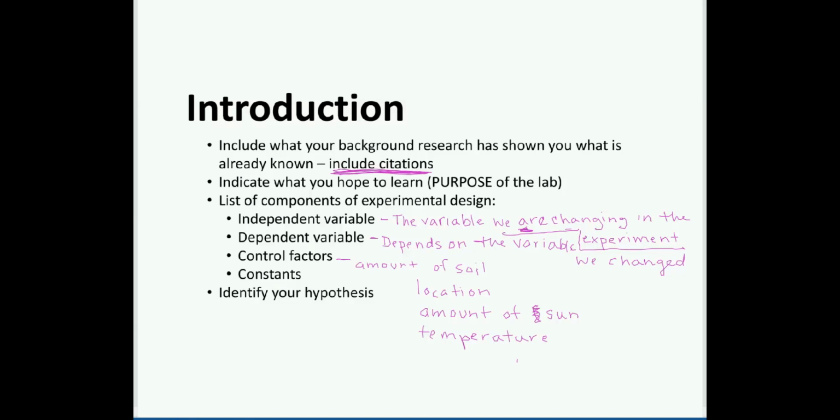Then you want to identify your hypothesis. Now, there's two ways to write a hypothesis. If you've taken statistics, you may have seen something like this. This would be called a null and alternative hypothesis. The null is there is no difference.